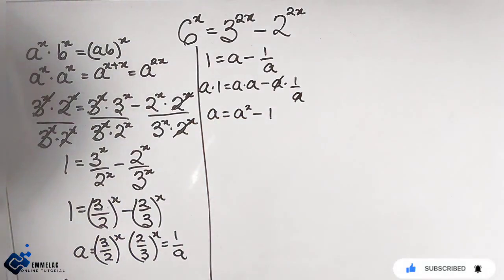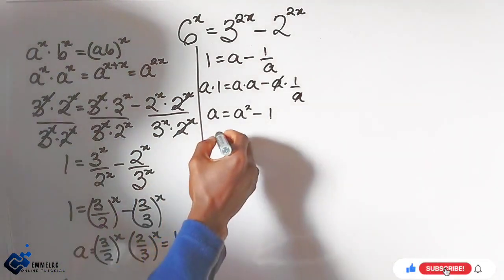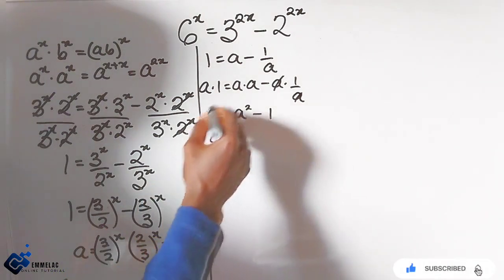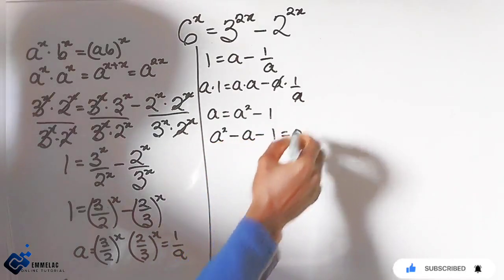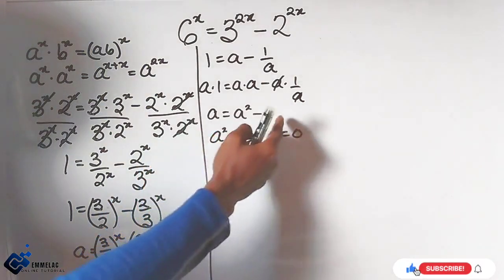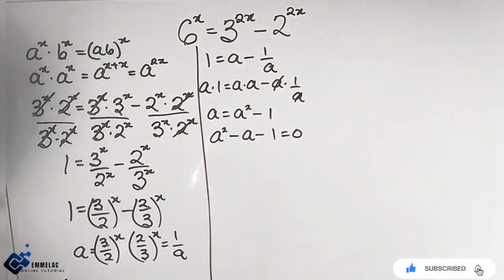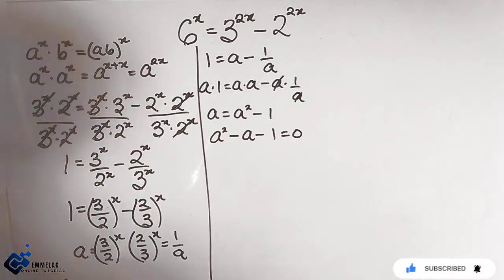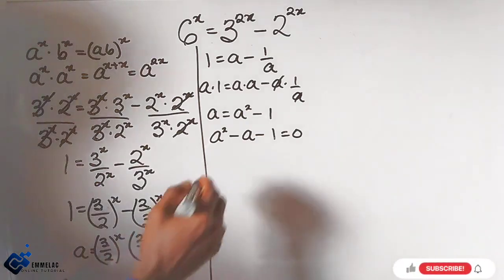With this, we can actually make this a quadratic equation, and we can say this is a squared minus a minus 1 equals 0, which means we are subtracting a from both sides. So we end up having this quadratic equation. From this, let us now apply this law.